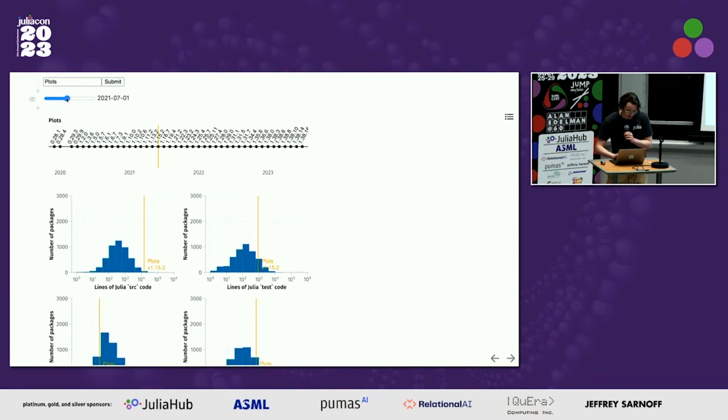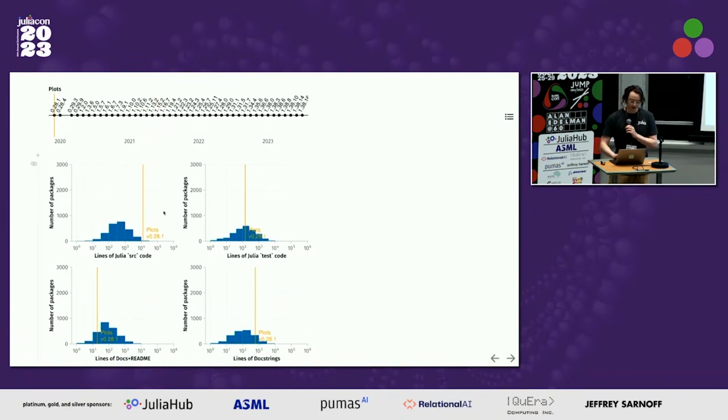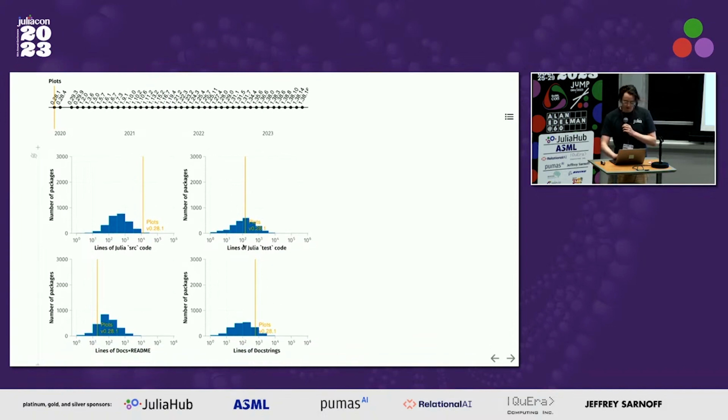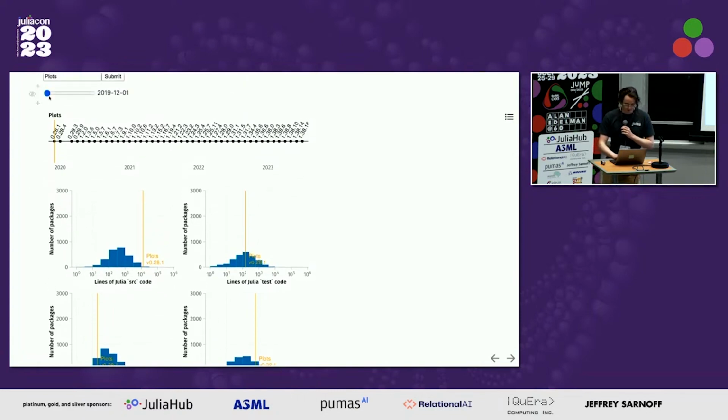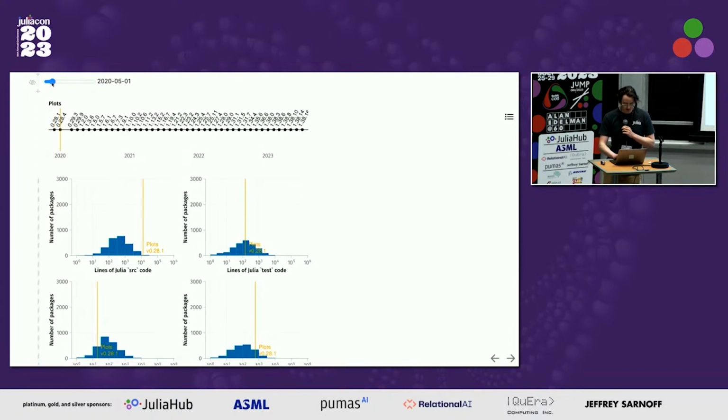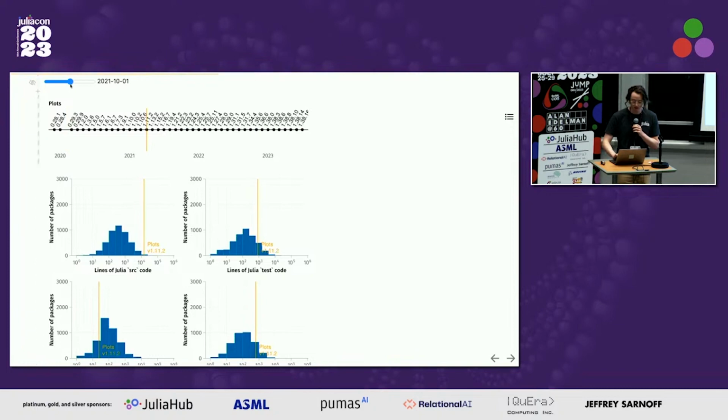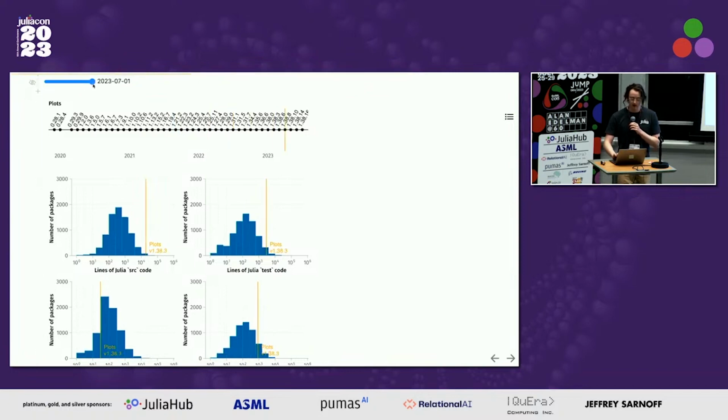Cool. So maybe if we start at the beginning that we have data for, Plots was one of the largest packages relative to general, maybe middle of the pack in terms of test code. It's got a lot of releases we can see on the timeline, a lot of doc strings, not a lot of docs plus README. And we can go forward in time and see how general has grown. The y-axis is the absolute number of packages, so the histogram grows over time. Plots has gotten more and more code over time and has stayed one of the largest packages on this scale.